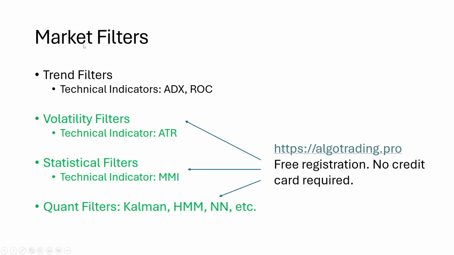The other types of filters are volatility filters. The technical indicator that I chose here is the ATR, the average true range. We also have statistical filters, and one of the newer, more modern technical indicators developed by the creators of Zorro Trader is the market meanness index. And quant stuff, right? Kalman filters, hidden Markov models, neural networks, etc.